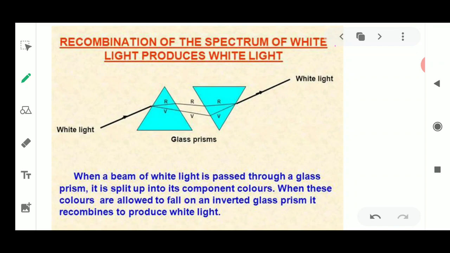Now one more experiment was given in the lower classes, as far as I remember, where you can make a disc made up of 7 colors, but when you start rotating that disc, it appears as a white disc only. All the colors blend together. So this was the experiment of Newton's color disc. It is known as Newton's color disc, if I am not wrong.